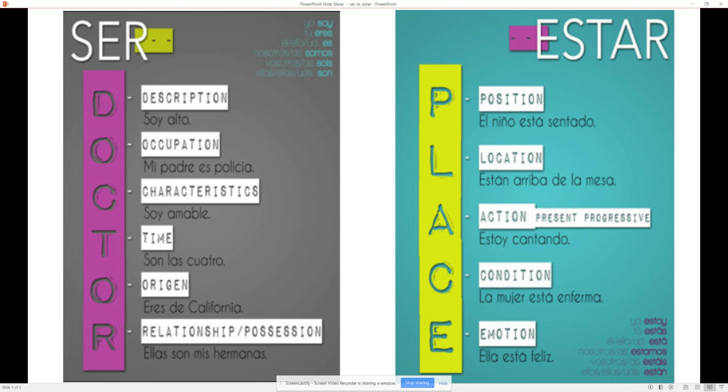All right, next, origin. So if you are telling where something is from, as we mentioned beforehand, with tú eres de Nueva York, or soy de Connecticut, this is where you're going to use origin.